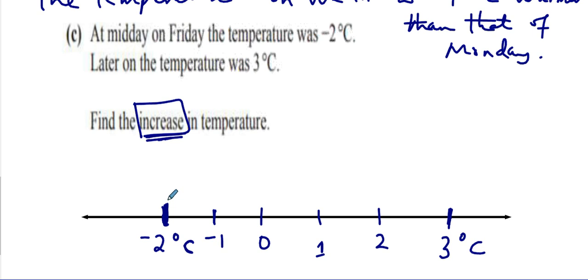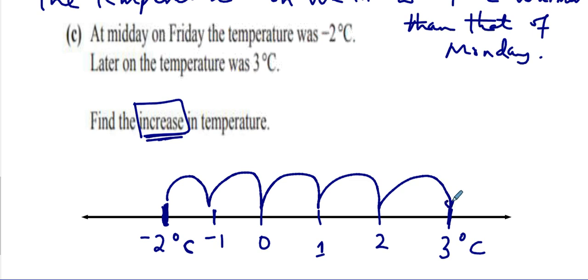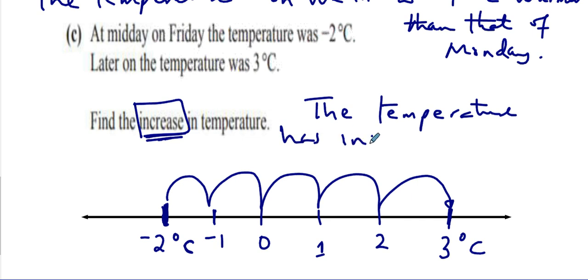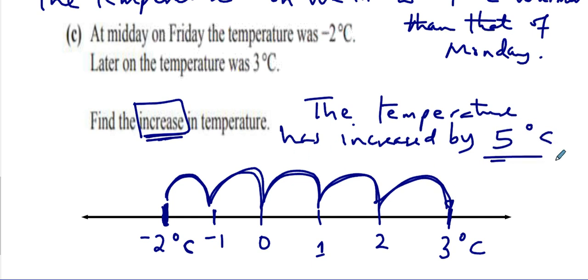So let us count the steps. 1, 2, 3, 4, 5 steps. So to find the increase in temperature, we say the temperature has increased by, how many steps have we gone? 1, 2, 3, 4, 5. So the temperature has increased by 5 degrees centigrade. The answer.